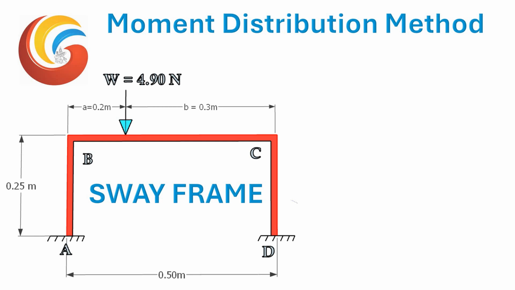This is all about the moment distribution method, where a sway frame is taken as shown in the figure. The sway frame has a span of 0.5 meters, and the height of the frame is 0.25 meters. We are applying a load of 4.9 Newton at a distance of 0.2 meter from point B and 0.3 meter from point C. So here we go.